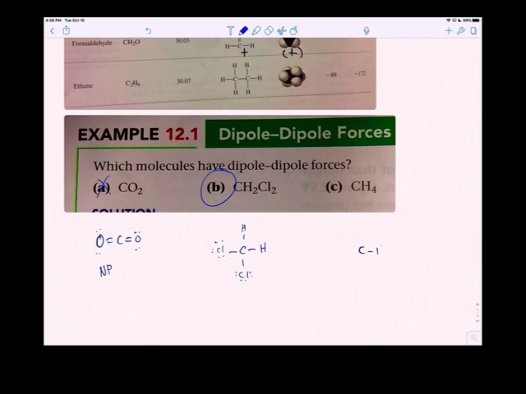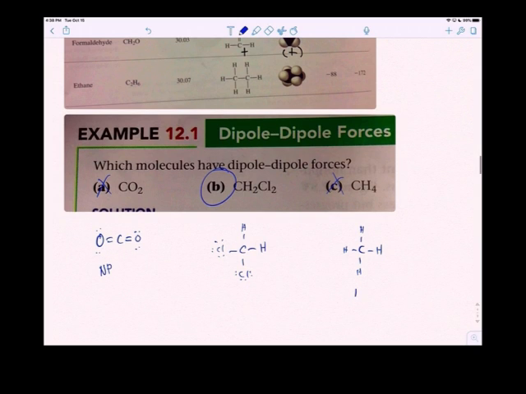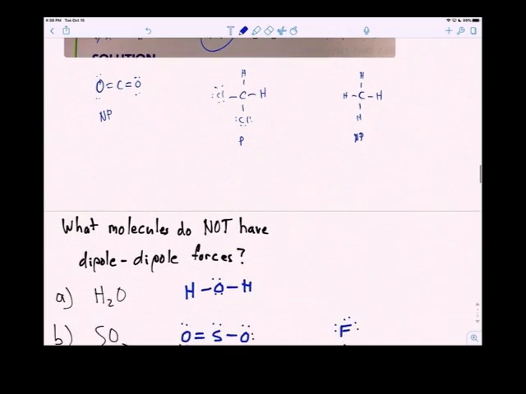Methane, here is the structure for methane, and it is a nonpolar molecule. So this one's nonpolar, NP for not polar. This one's polar. And therefore, the only one that has dipole-dipole forces is B, dichloromethane or methylene chloride.